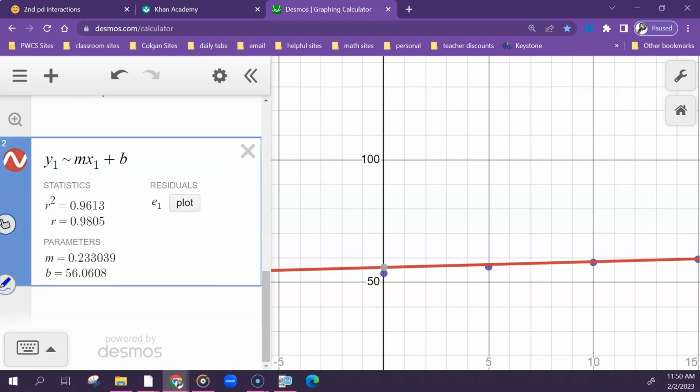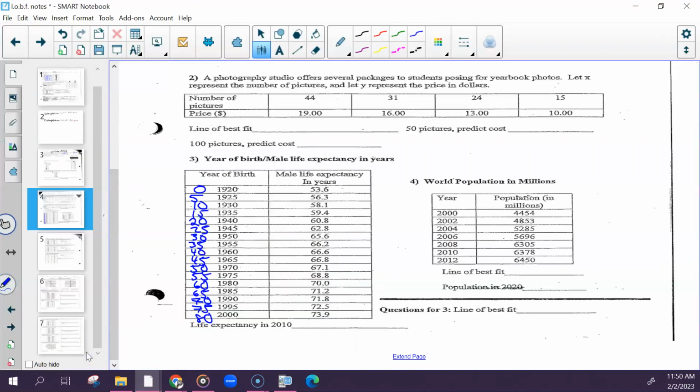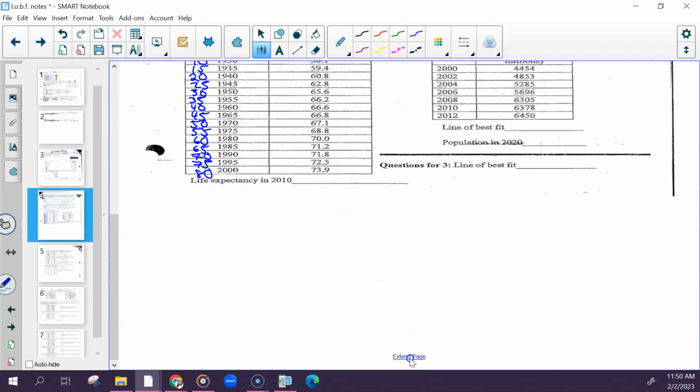This is going to be the equation you write on the line of best fit. So y equals 0.23x plus 56.06. Make sure you write that down. And it's the things right at the very bottom.